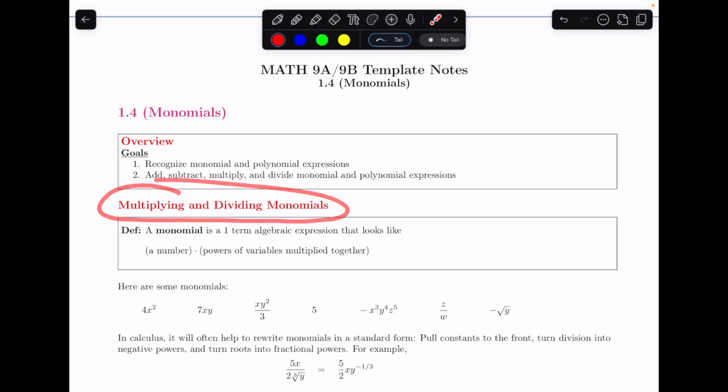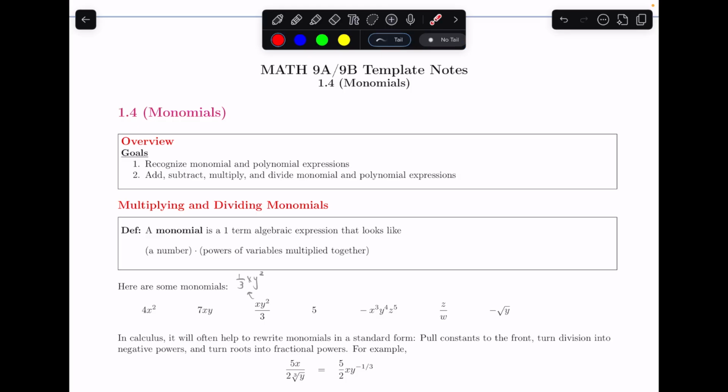divide them. So a monomial is a one-term algebraic expression that looks like I can have some number in front multiplying powers of variables that might be multiplied together. Like here, I just have x squared, or for the next monomial, I have a 7 in front, multiplied by multiple variables multiplied together. With this third one, I have a division going on, which doesn't really seem to show up in this definition, but I can rewrite this by putting the 3 to the front as a 1/3. Now that's the number in front, multiplying x times y squared.